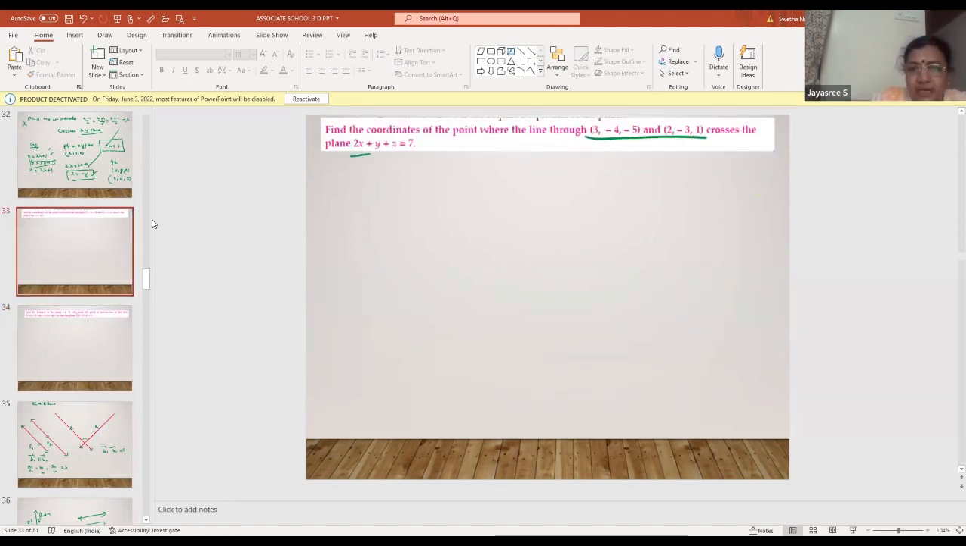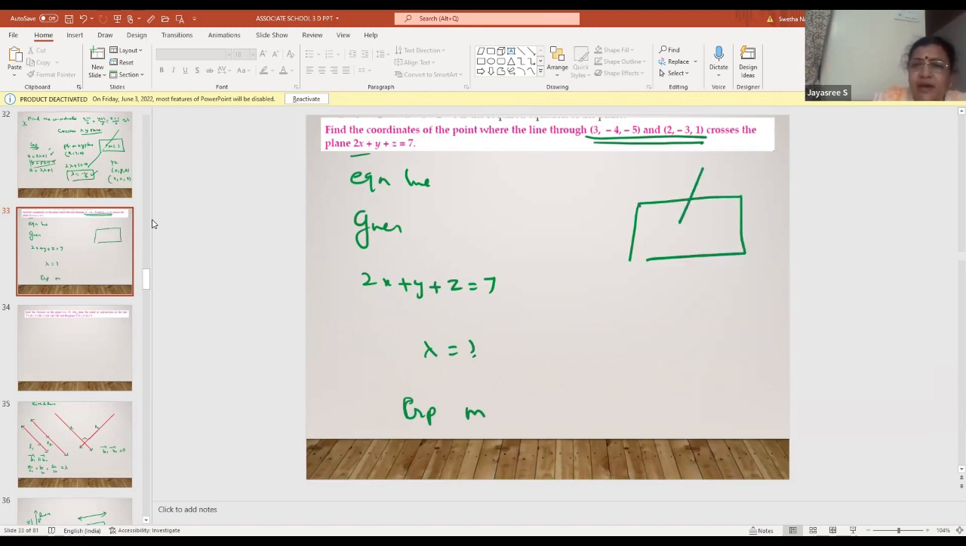If 2 points are given, with the 2 points first we write the equation of the line. Then we write the general point, substitute the general point in the plane equation, and get the lambda. Then lambda is put back in the general point, and you get the point M. Similar to that concept. Here we are having many concepts in continuation.